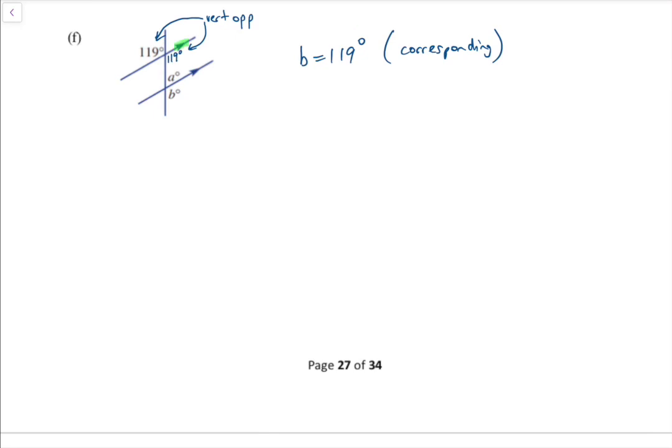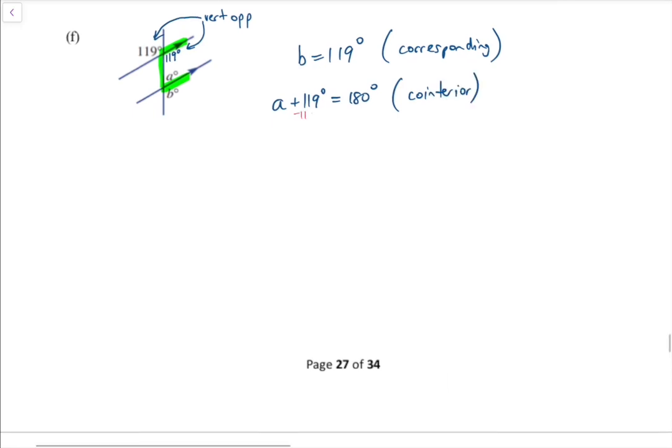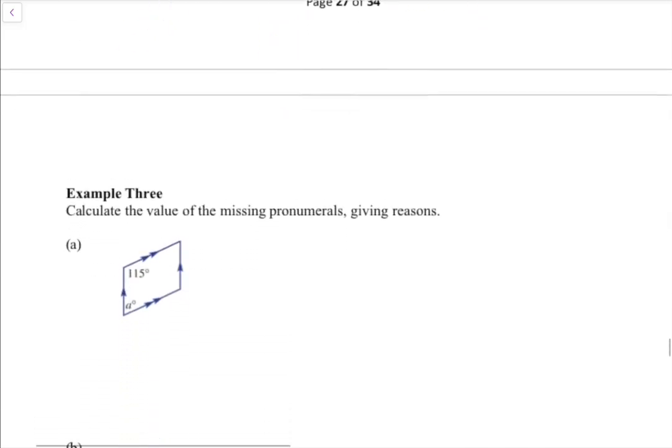Now if I look at the question, I can see my parallel lines. I can see a C shape, which means that the two angles A and 119 add to give 180. And C shapes are co-interior. So I'm going to use the co-interior angles. Let's minus 119 to both sides. And that'll give me A equals 61 degrees. So I now know A and B.